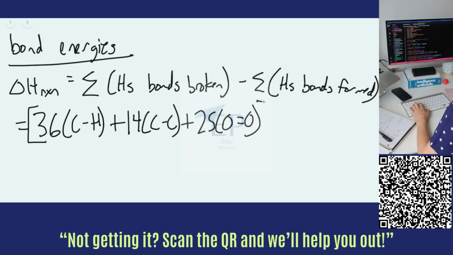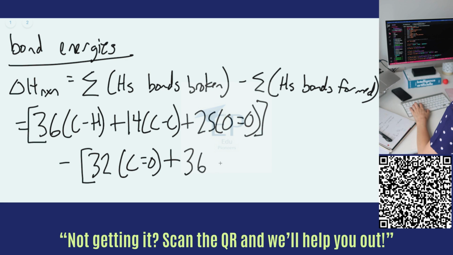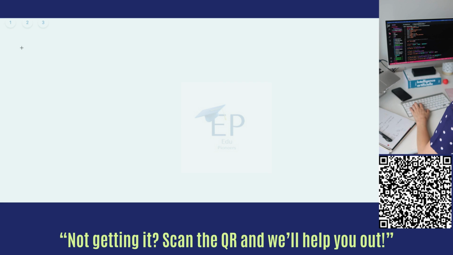So these are our bonds broken. And then we subtract our bonds formed. We have 32 CO double bonds formed because we have 2 of these per carbon dioxide and we have 16, so 32. And then similarly with the water, we have 36 OH bonds, and that's because we have 2 per water and 18 waters, so we have 36 of those. So now we can plug in all of the values for those.